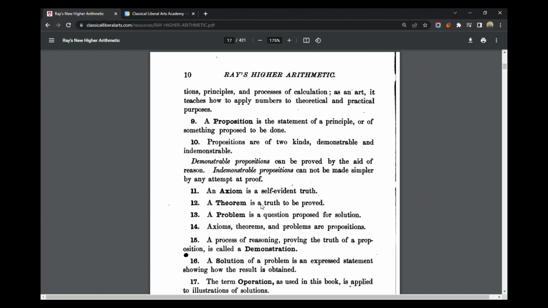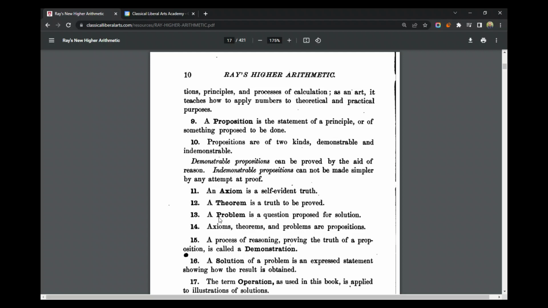Article number 12. A theorem is a truth to be proved. So a theorem, we assume, can be proved. An axiom, because it's obvious, cannot be proved. So an axiom is an example of an indemonstrable proposition, and a theorem is an example of a demonstrable proposition.